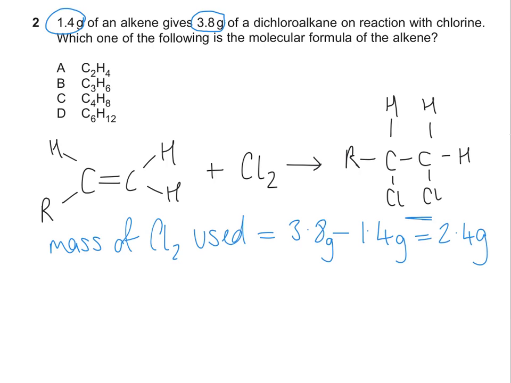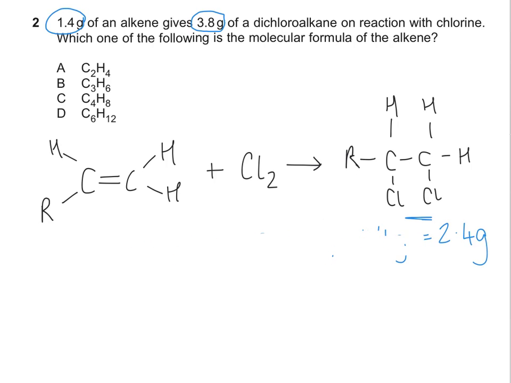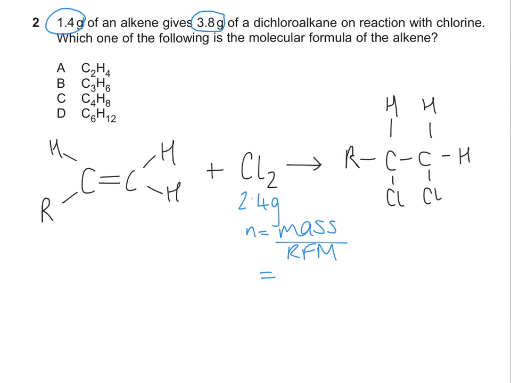From that we can then go on and work out the number of moles of chlorine. So the mass of chlorine used is 2.4 grams. The number of moles of that we can work out by doing mass over RFM, which equals 2.4 over 71. Make sure you take the RFM of Cl2, not just Cl. And that gives us 0.0338 moles.